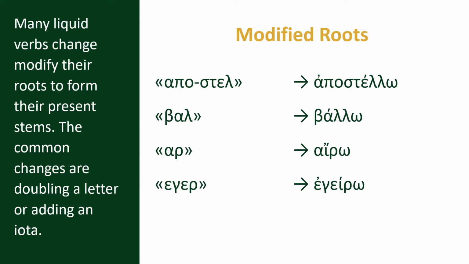Notice epsilon iota in the middle consonant. But the root is simply eger. Once again, an iota has been added to the root to form the present tense stem.